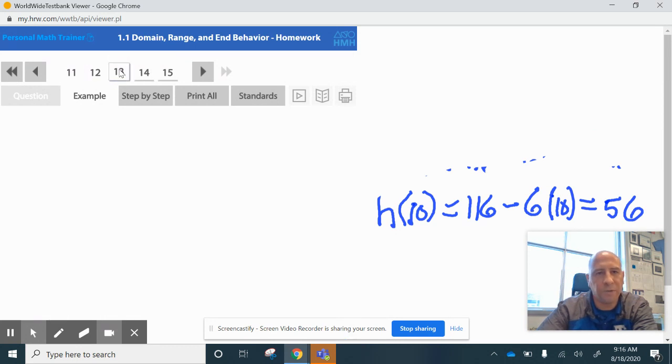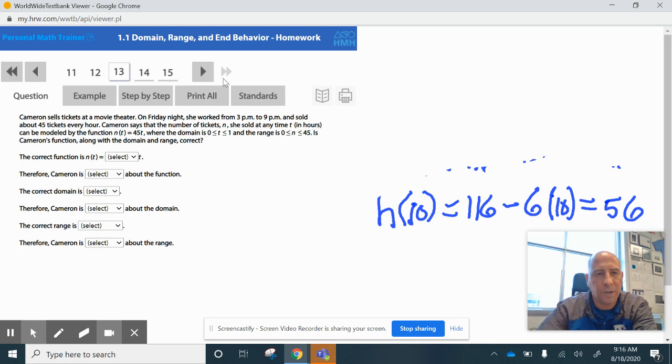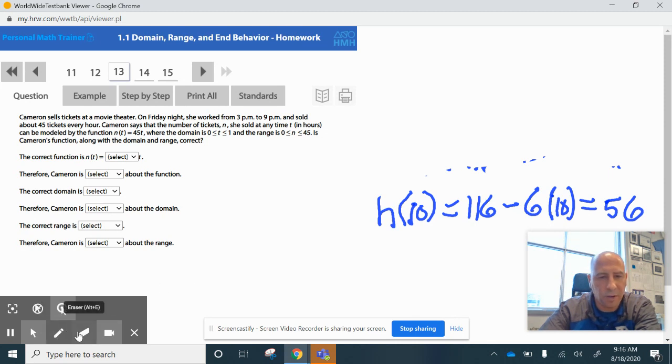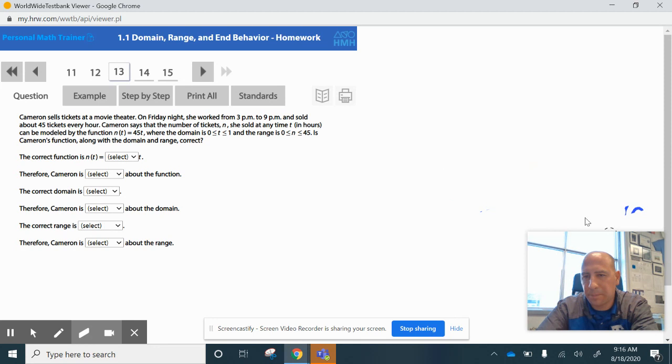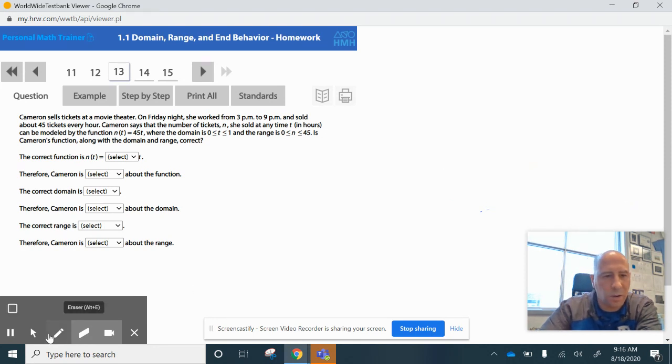So let's move on to 13. Cameron sells tickets at a movie theater on Friday night. She worked from 3 p.m. to 9 p.m. and sold about 45 tickets every hour. Cameron says that the number of tickets she sold at any time t in hours can be modeled by the function n of t equals 45t, where the domain is 0 to 1 and the range is 0 to 45.